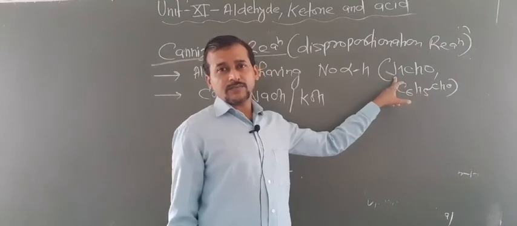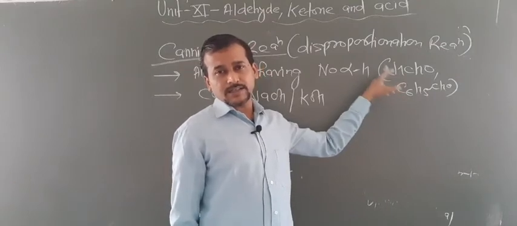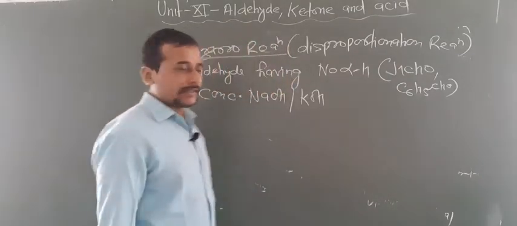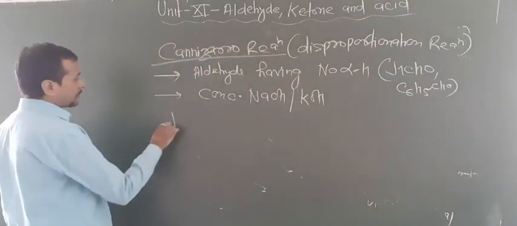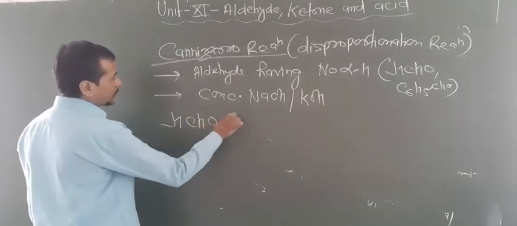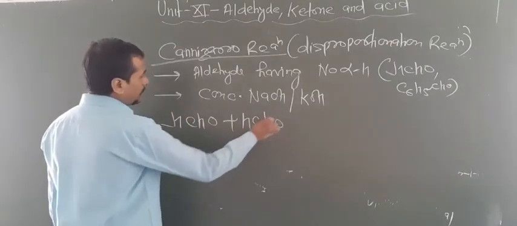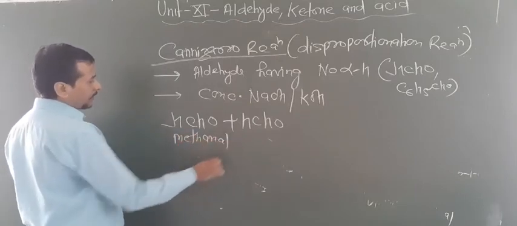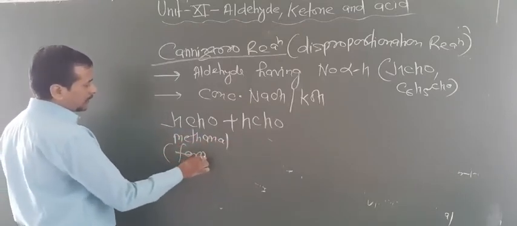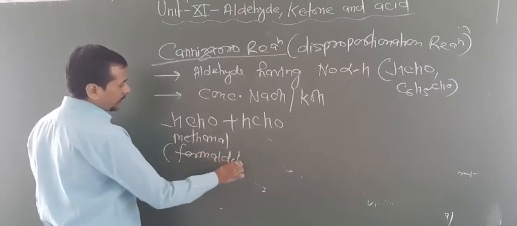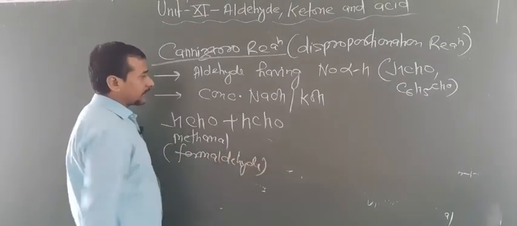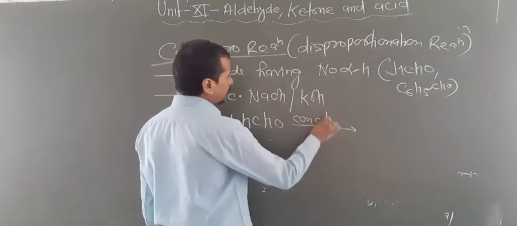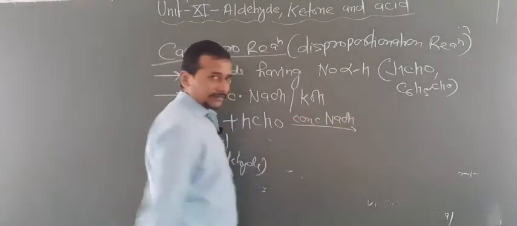Okay, so one formaldehyde is oxidized to the carboxylic acid salt and one formaldehyde is reduced to the alcohol. So now look here, what happens? HCHO and HCHO are taken. This is known as methanol, and also commonly known as formaldehyde. This reaction takes place in the presence of concentrated NaOH or KOH.